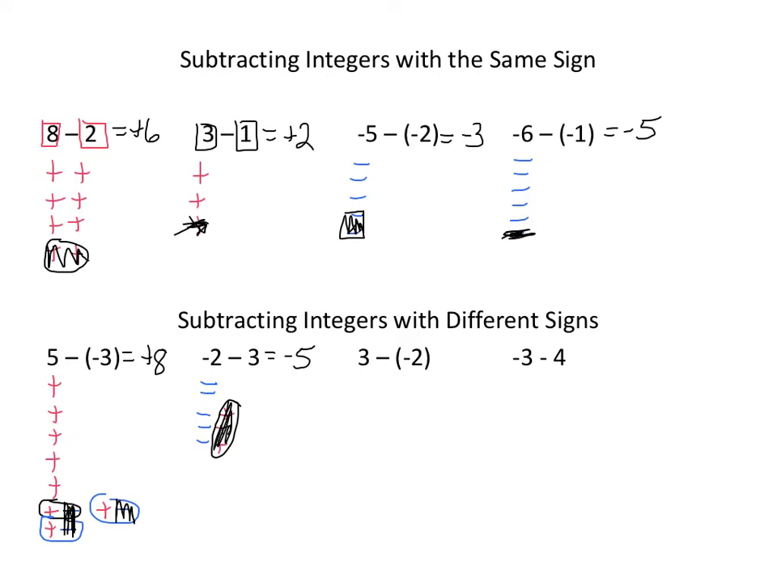Here we have positive 3. I'm going to take away 2 negatives. So I'm going to add in my zero pairs, take those out. I now have positive 5 as my answer. Here, if I have negative 3 and the temperature goes down 4 degrees, if you don't want to write out the symbols, the temperature would now be negative 7.